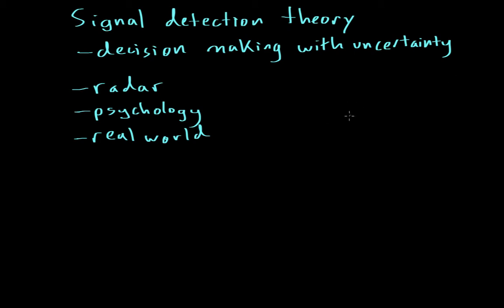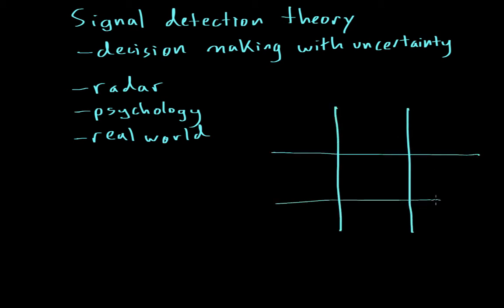In that case, there are a few different options. Let me draw a quick table here. Either the signal is present, so the light is green, or the signal is absent, so the light is red or not green. And you can either say yes, the light is green, or you could say no, the light is not green. So there are a few different possibilities. If you say yes, the light is definitely green, and the signal is present, that would be a hit.